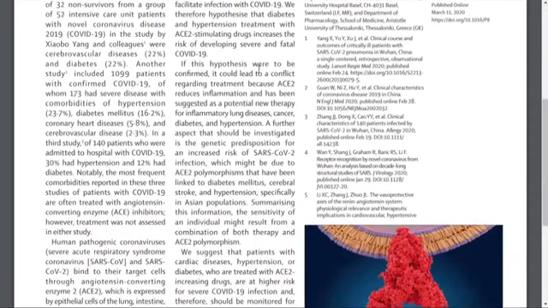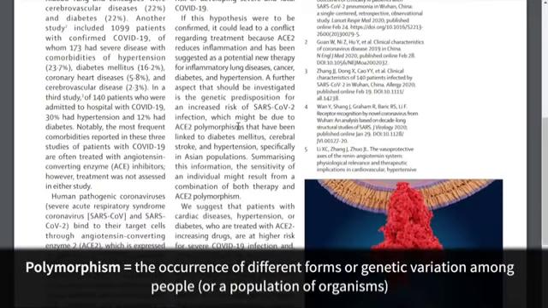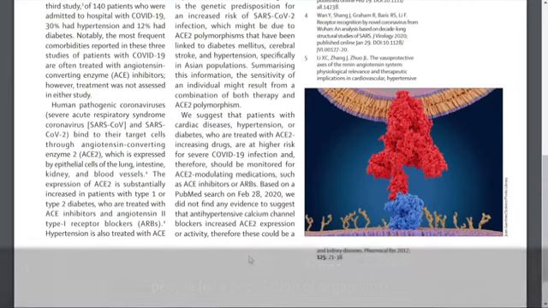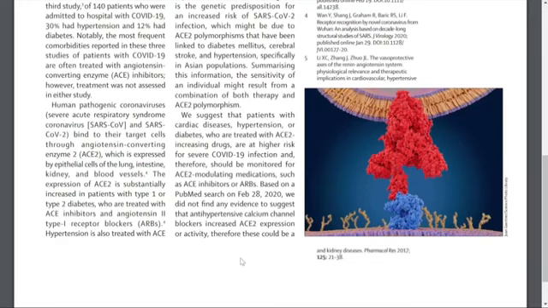They say here, if this hypothesis were to be confirmed, it would lead to a conflict regarding the treatment because ACE2 reduces inflammation and has been suggested as a potential new therapy for inflammatory lung diseases, cancer, diabetes, and hypertension. A further aspect that should be investigated is the genetic predisposition for an increased risk of SARS-CoV-2 infection, which might have to do with ACE2 polymorphisms, they say. And here, finally, they say, we suggest that patients with cardiac diseases, hypertension, or diabetes who are treated with ACE2 increasing drugs are at higher risk for severe COVID-19 infection and therefore should be monitored for ACE2 modulating medications such as ACE inhibitors or ARBs.